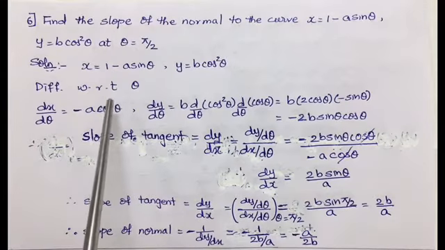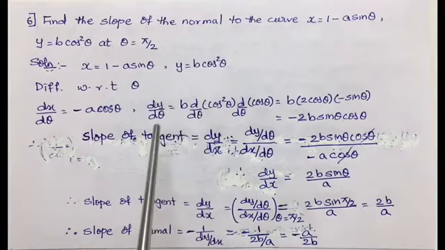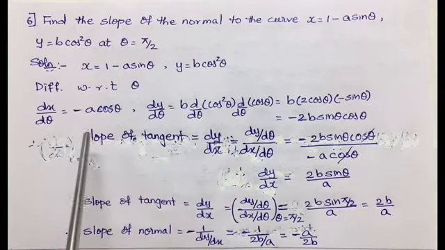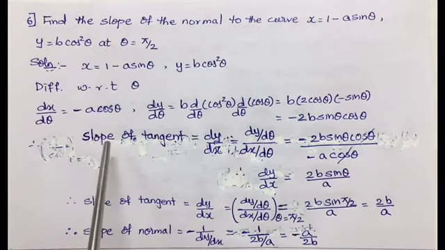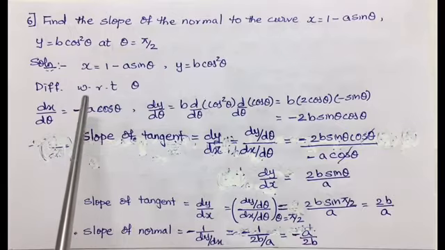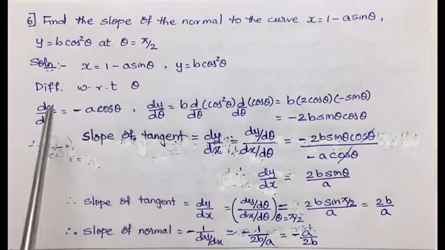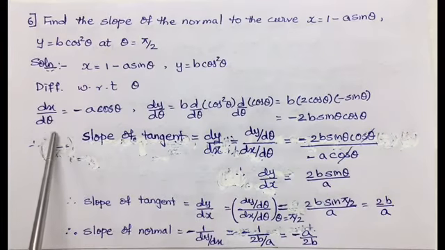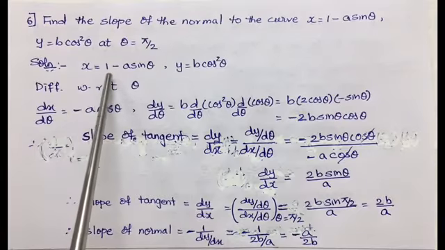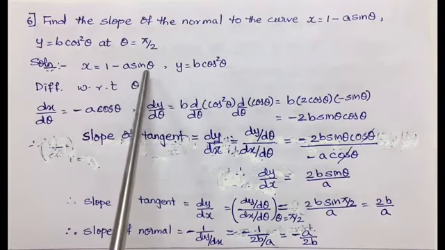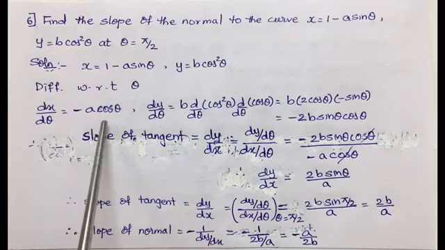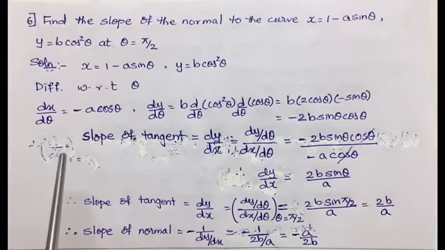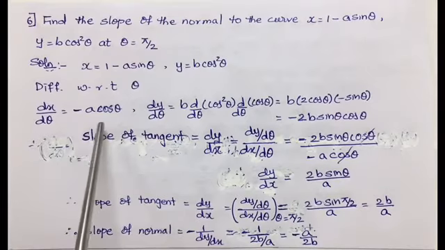Whenever we calculate slope of normal, before that we need to calculate slope of tangent. So for that we'll differentiate both x and y with respect to theta. So dx by d theta is equal to derivative of 1 is 0 and derivative of sine is cos. So we get here minus a cos theta.